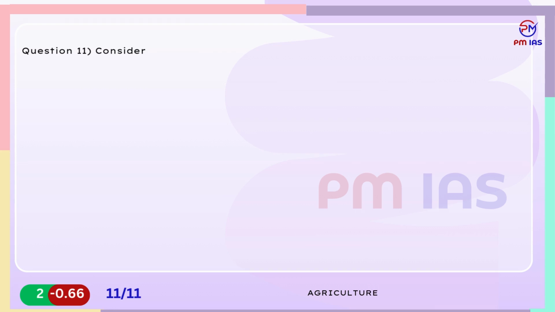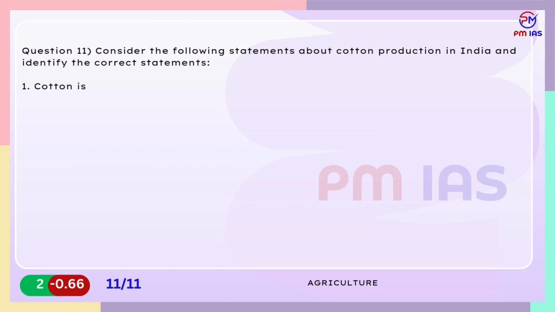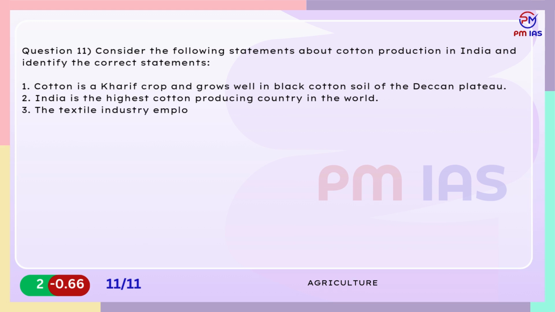Question 11. Consider the following statements about cotton production in India and identify the correct statements. 1. Cotton is a kharif crop and grows well in black cotton soil of the Deccan Plateau. 2. India is the highest cotton producing country in the world. 3. The textile industry employs the highest number of people in the country after agriculture.